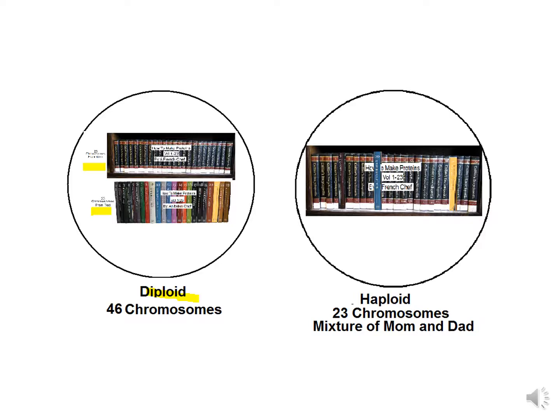On the other hand, a haploid cell, like an egg cell, is only going to have one set of encyclopedias inside. So 23 chromosomes instead of 46. And the volumes within that encyclopedia represent a mixture of the source material. So in this encyclopedia set, we're going to have some volumes that Dad gave you, and some volumes that Mom gave you. A combination of that information.